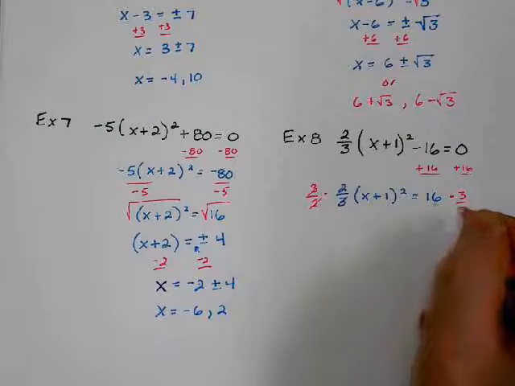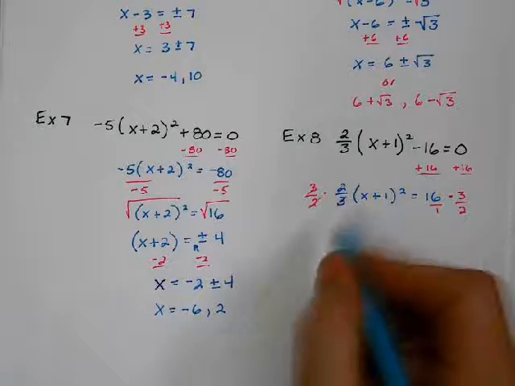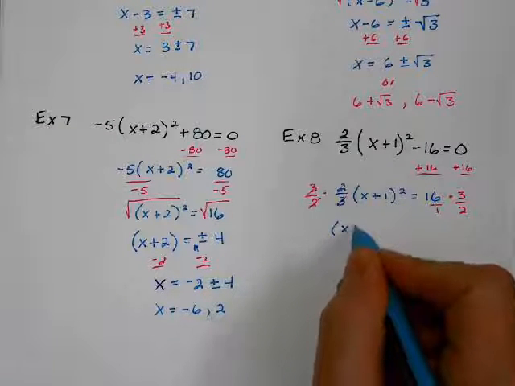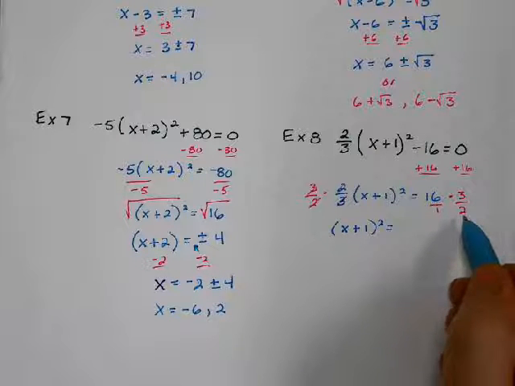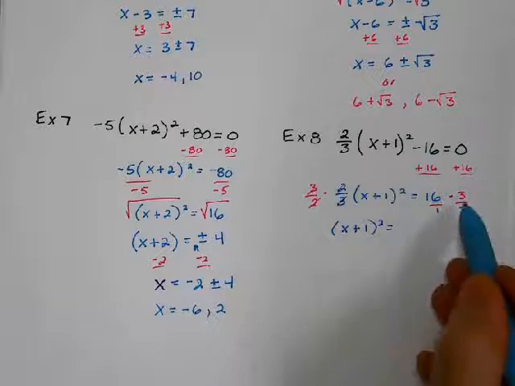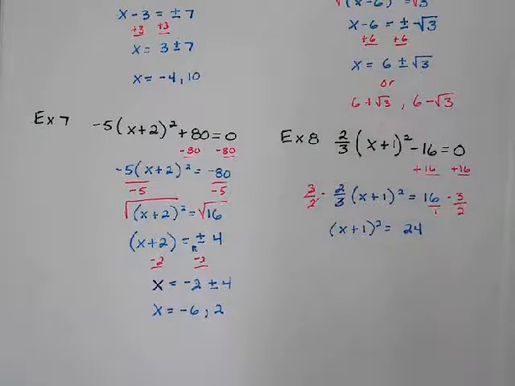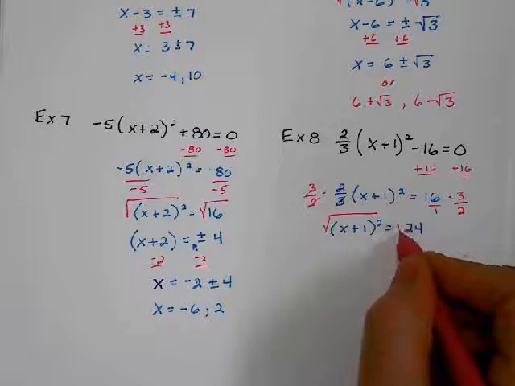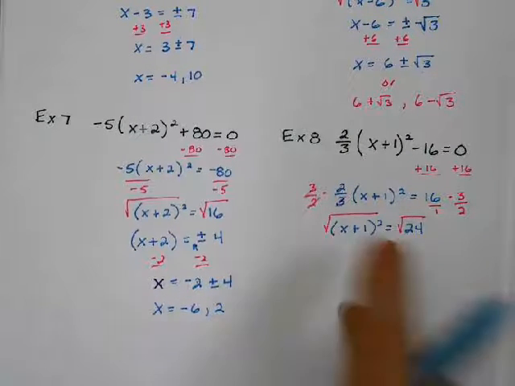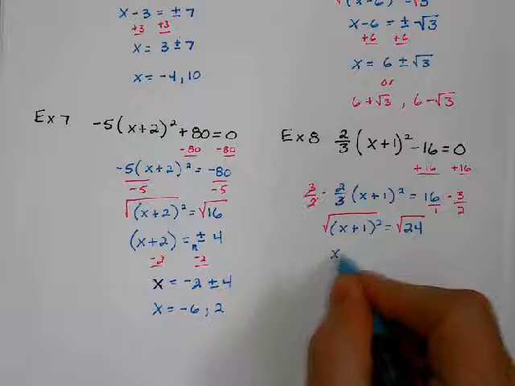So on this side of the equation, I still have the (x plus 1) squared. On this side of the equation, let's see, 2 goes into 16 8 times, and 8 times 3 is 24. So I get 24 over there. All right, now I'm going to take the square root of both sides. So when I take the square root of both sides, the square root takes away the squaring, so I'm left with x plus 1. I cannot forget to do the plus or minus.